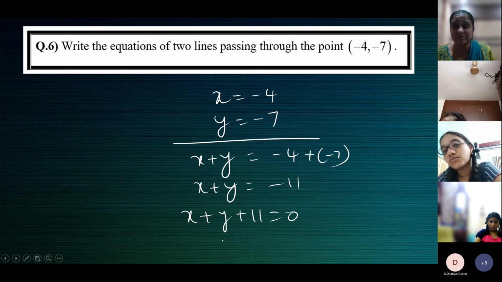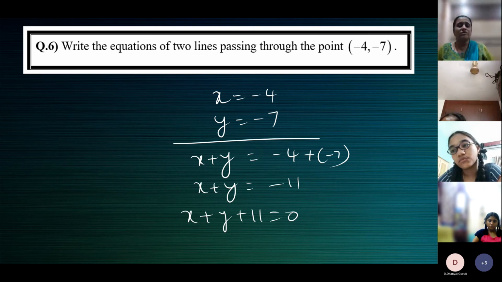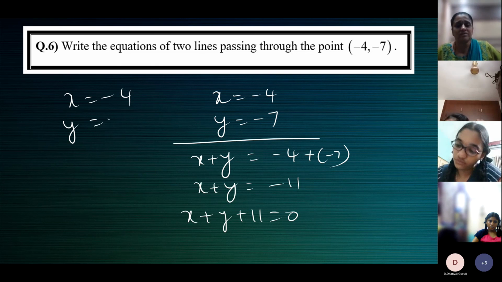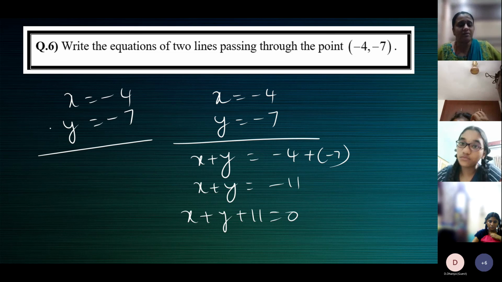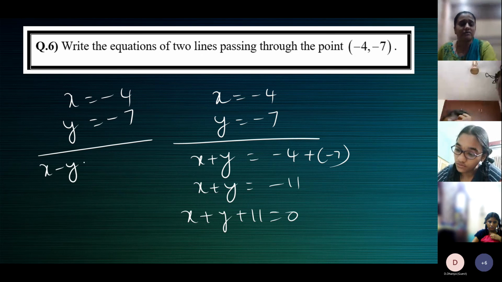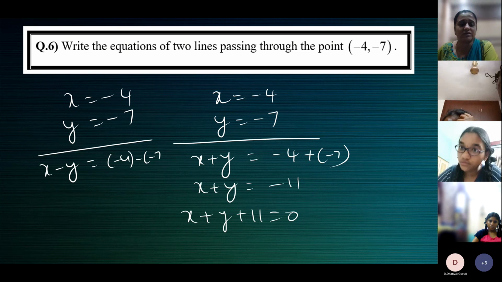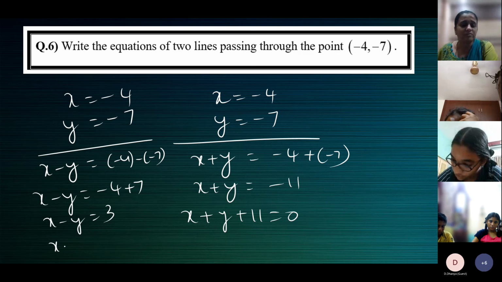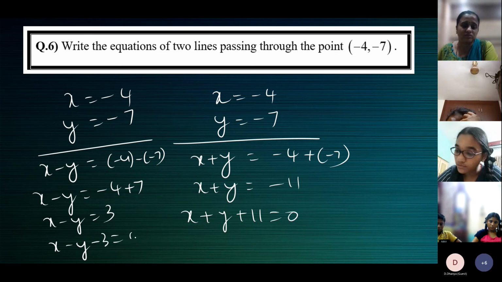Not that you should work 2x, 3x and all that. Then write x is equal to -4. Write y is equal to -7. And subtract. So x minus y is equal to -4 minus -7. So x minus y is equal to -4 plus 7. X minus y is equal to 3. Or x minus y minus 3 is equal to 0. So these are also two equations.